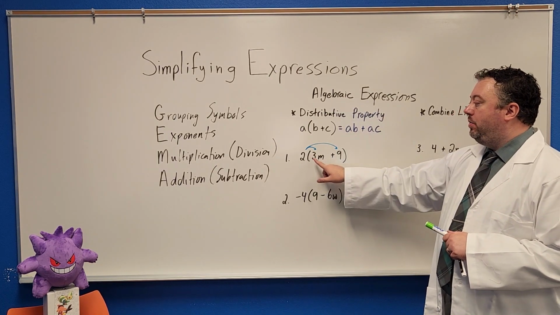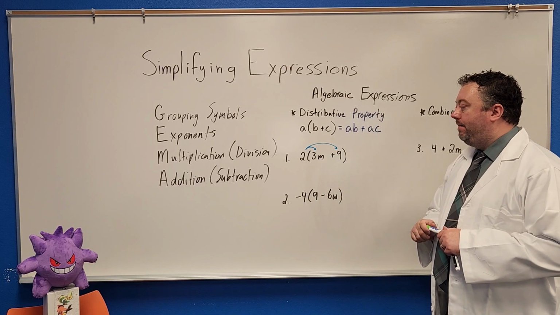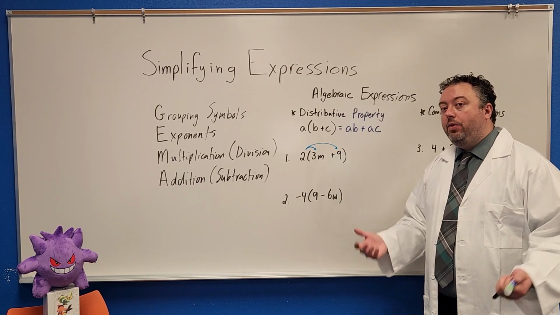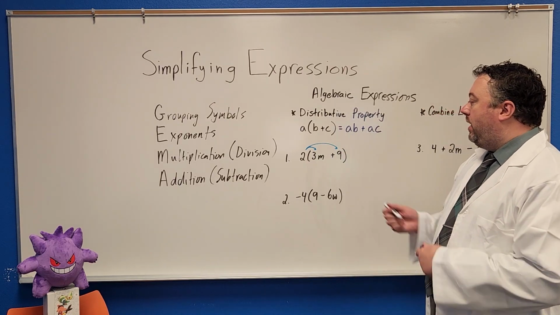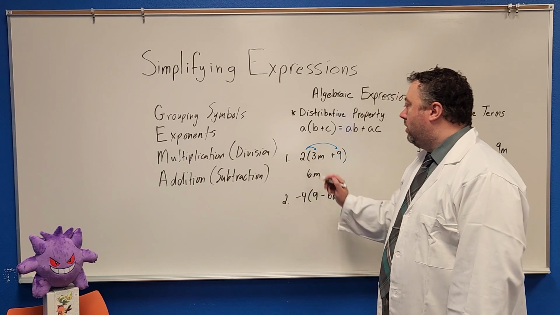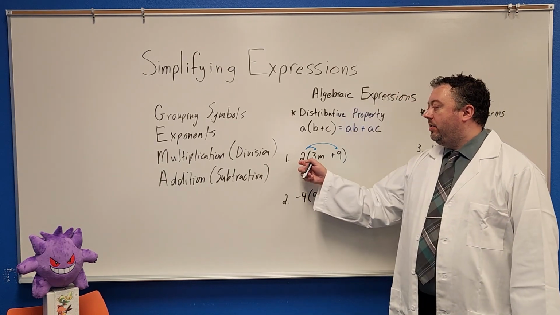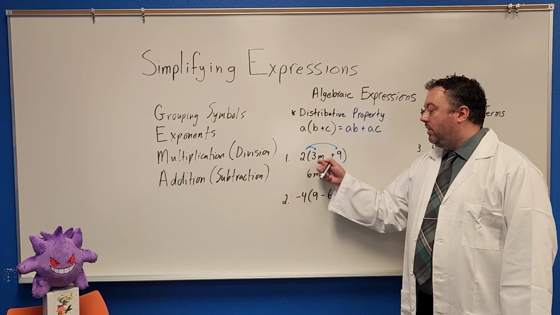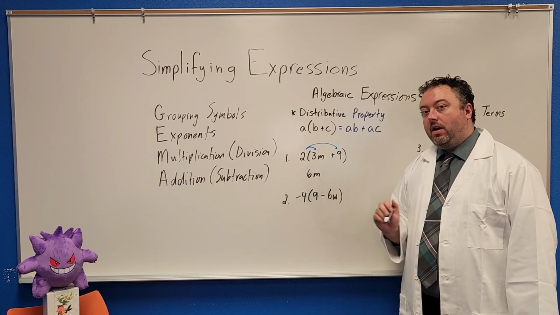So I take 2 times 3m. Imagine if you had 3 markers and you doubled those amount of markers, you would end up with a total of 6 markers. Or another way of looking at this is I took the 2 numbers, multiplied them together in order to get the total number of that variable.